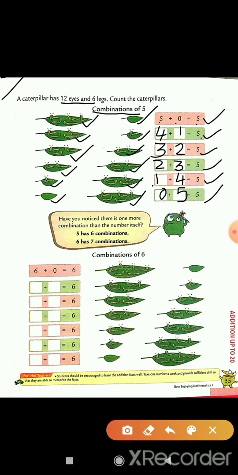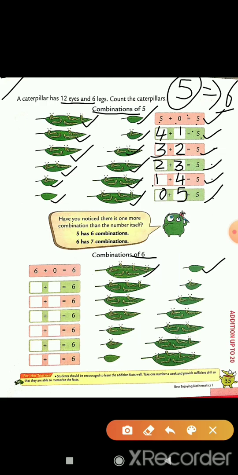Got it, students? Have you noticed there is one more combination than the number itself? See, the number is 5. How many combinations are there? 1, 2, 3, 4, 5, 6. How many combinations are there? 6. So whatever the number is, the combinations are one more than itself. Let us count the combinations of 6. Let us start with the combination of 6.